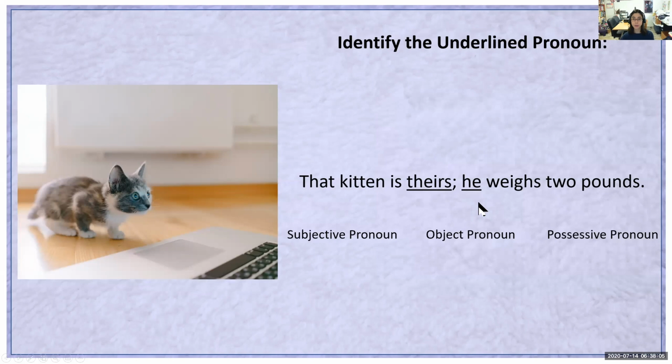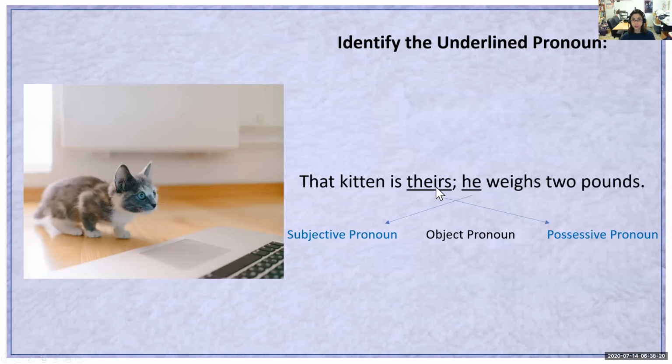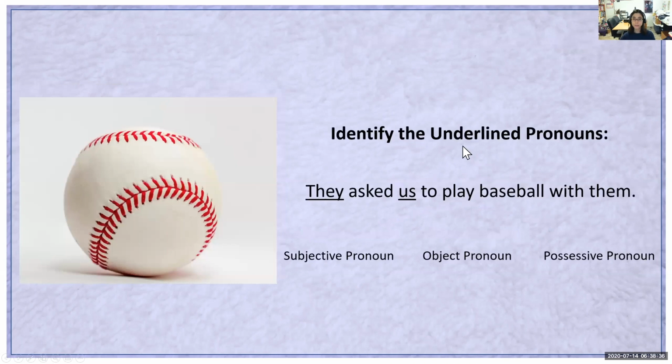What about the pronoun he? For he weighs 2 pounds. Is he a subjective pronoun, an object pronoun, or a possessive pronoun? If you said he is a subjective pronoun, you are correct. So just to recap, theirs is going to be a possessive pronoun. They own the kitten. And he is going to be a subjective pronoun, he being the subject of the sentence. He weighs 2 pounds.